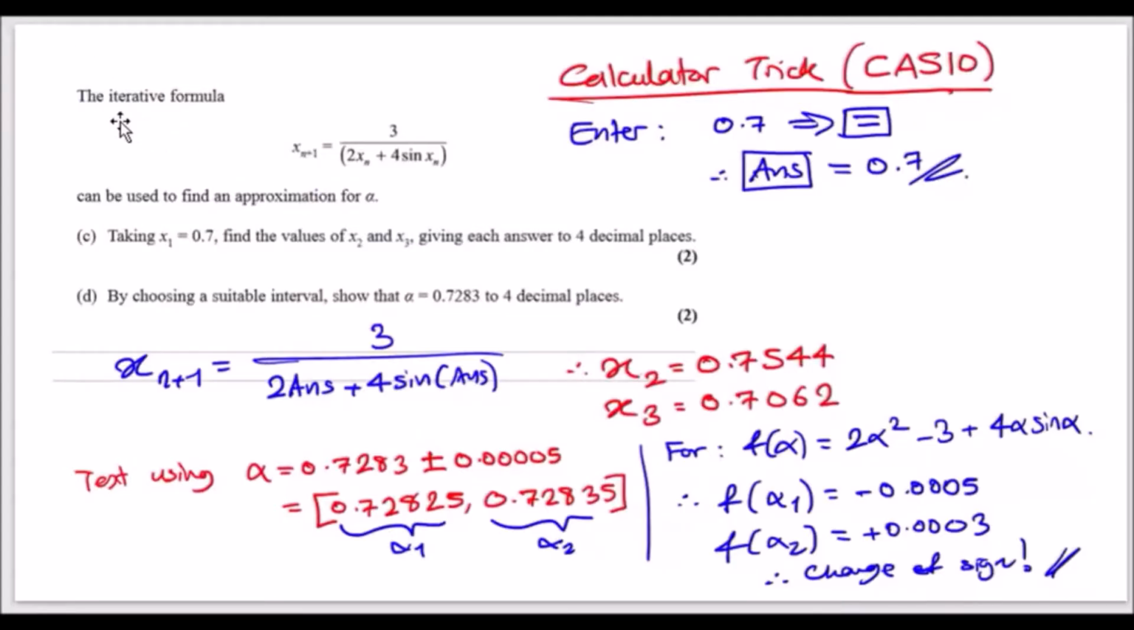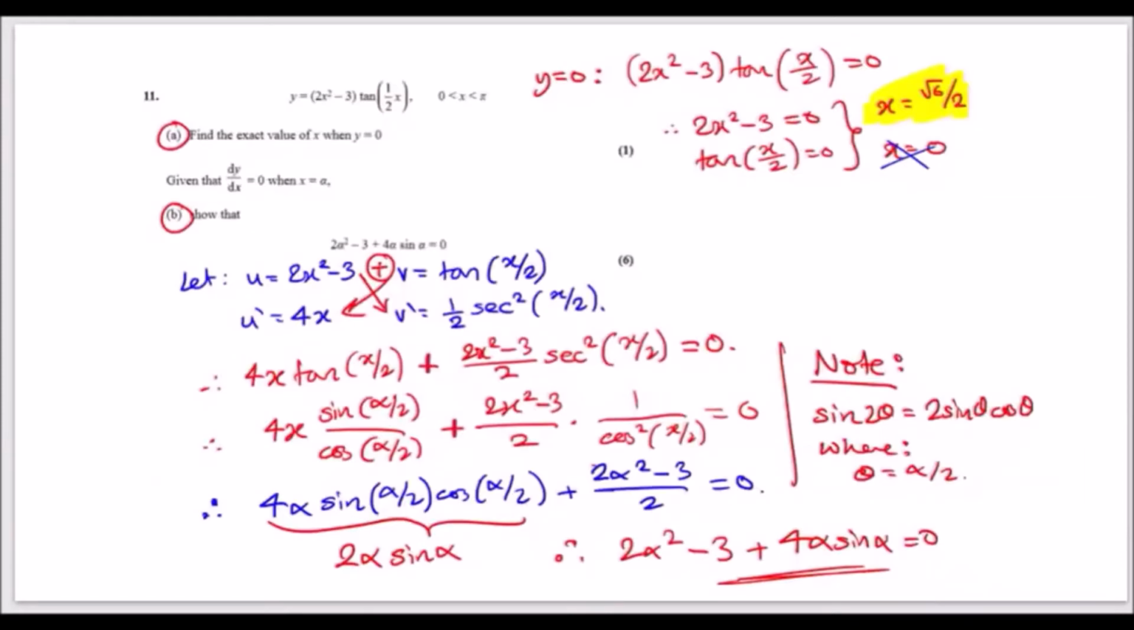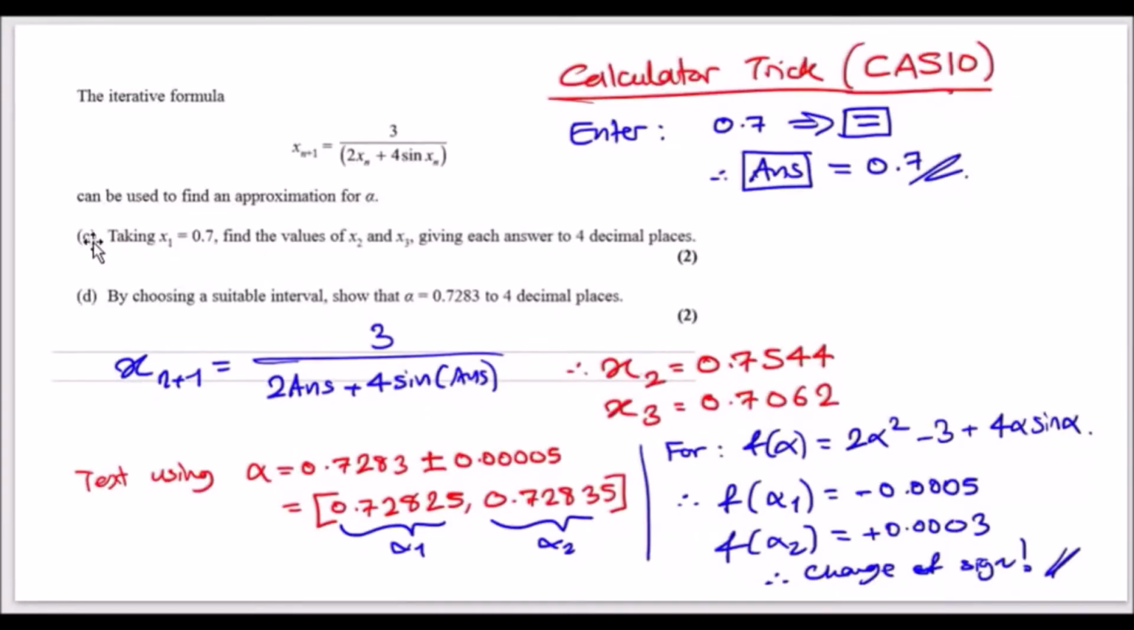So now the iterative formula, which is given by here, can be used to find an approximation for alpha from the previous question. So part C: by taking x1 equals 0.7, find the next two values, and remember to give it to 4dp. Now here's a cool trick when you calculate, and you probably already know this because you're A-level maths students.